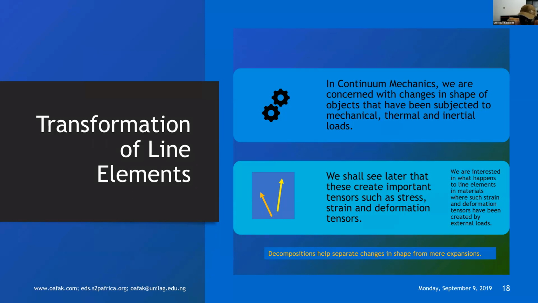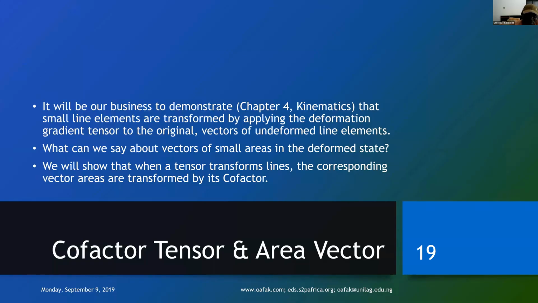So we're interested in what happens to the line element in the material, where such strain, deformation, and all these tensors have been created by external loads. You will see now what part deformations play. It will be our business to demonstrate, in chapter 4 of the book, Kinematics, that small line elements are transformed by applying the deformation gradient tensor to the original.